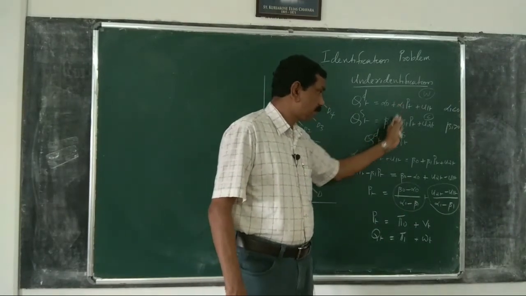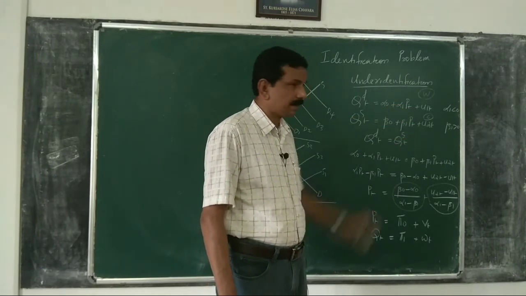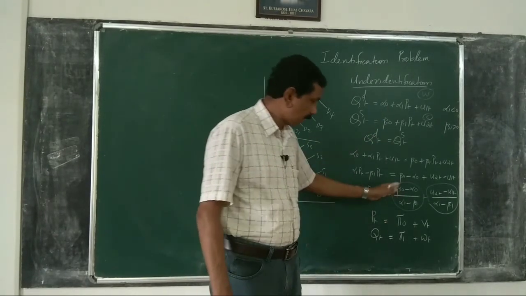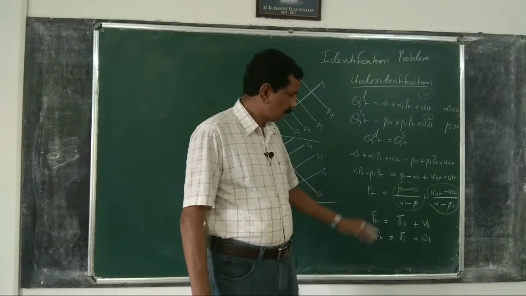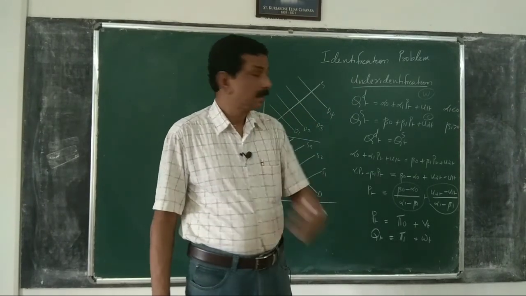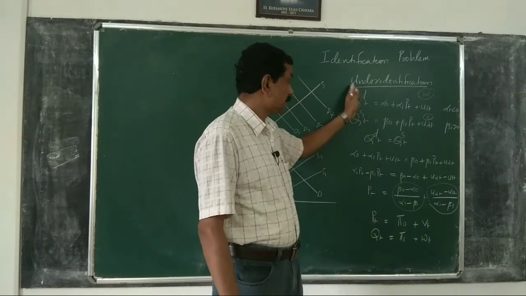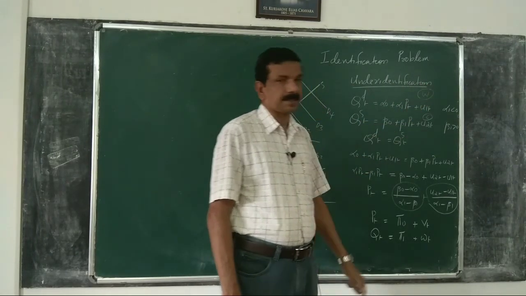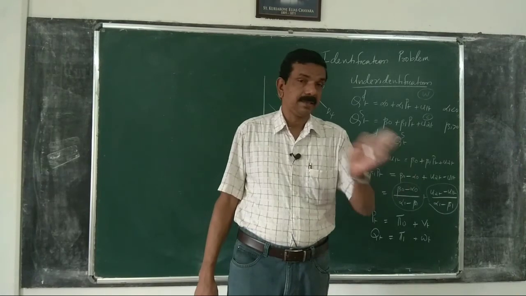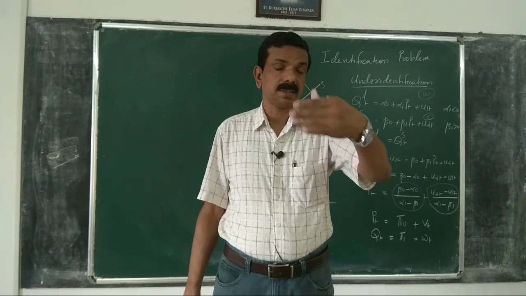In this case, both equations look alike, and as such, you will not be able to identify either the demand equation or the supply equation. You can estimate pi 0 and pi 1 by regressing P on a constant, Q on a constant, but you cannot retrieve the structural parameters, our ultimate interest. This is the case of under-identification. The cases of just identification and over-identification will be discussed in the subsequent classes.